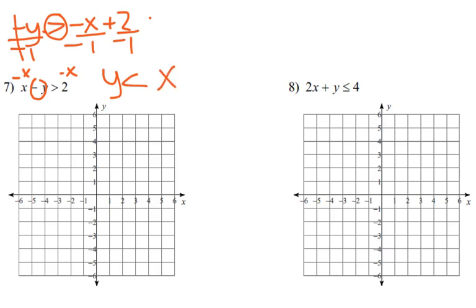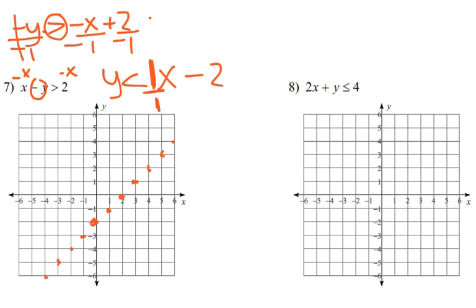That becomes a positive x. That becomes a negative 2. So we go down 2, now that it's in slope-intercept form. Think of that as a 1. Make it a fraction. It's positive, so I know it's going this direction. Up 1 over 1, or down 1 to the left 1. So up 1 to the right 1, or down 1 and to the left 1.